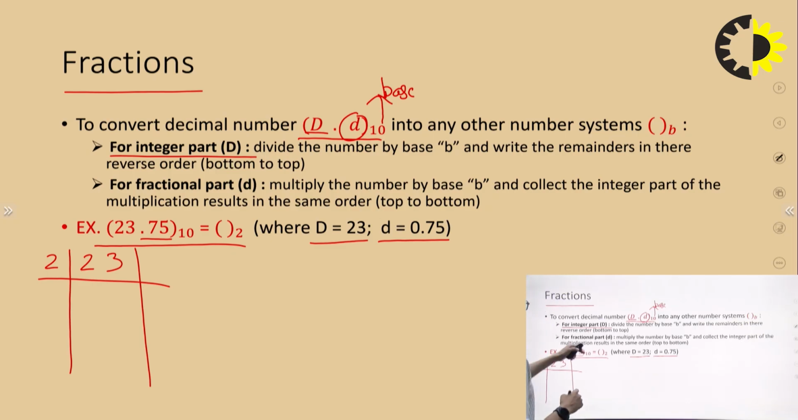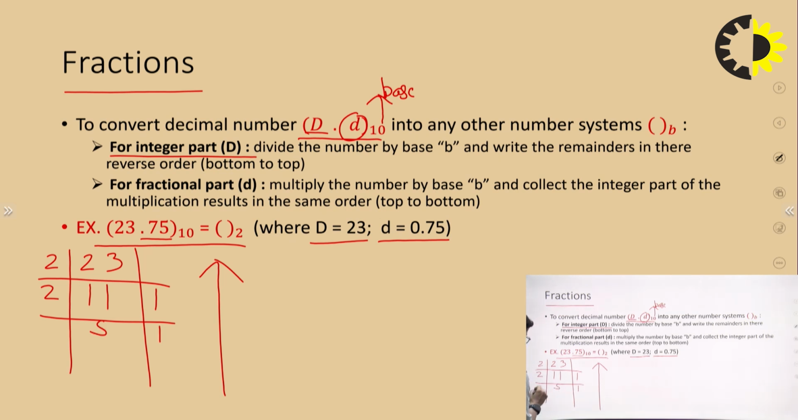Means after the division, whatever remainders we get, we have to note them down from bottom to top. If we divide 23 by 2, we get 11 and the remainder is 1. Again, if we divide 11 by 2, we get 5 and 1 is the remainder, then 2 with 1 as the remainder. Then 1 with remainder 0, and when we divide 1 by 2, the remainder is 1.